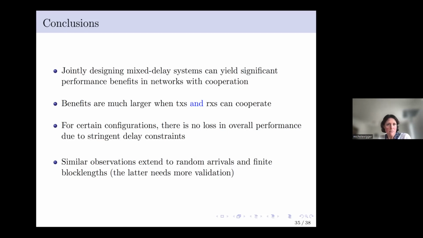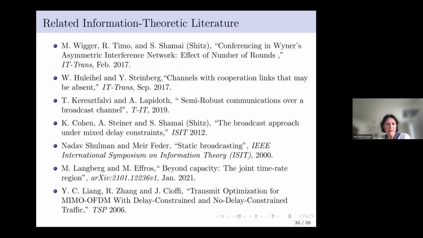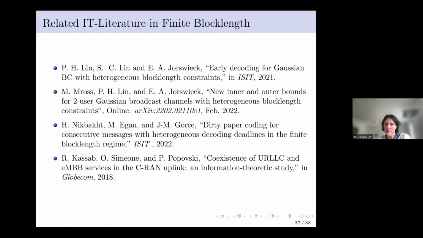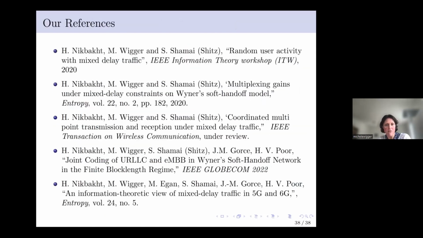And so maybe I conclude: we have some related information-theoretic work, some slides on related works, also in the finite block length regime. And here are the papers where we wrote up our findings.